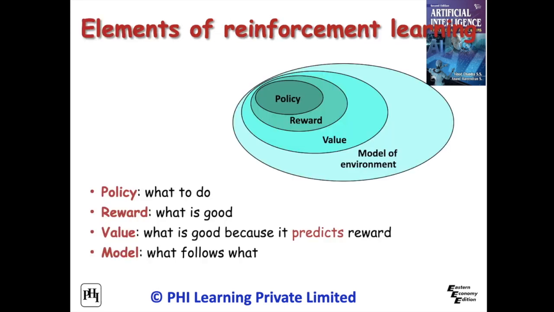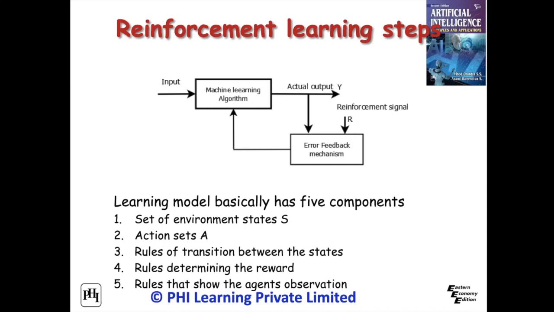Shows the elements of reinforcement learning, that is, the following are the elements in reinforcement learning along with their jobs. Agent and environment interact with each other at a discrete time step t equals 0, 1, 2, etc. Learning model basically has 5 components. 1. Set of environment states S. 2. Action sets A. 3. Rules of transition between the states. 4. Rules determining the reward. 5. Rules that show the agent's observation.